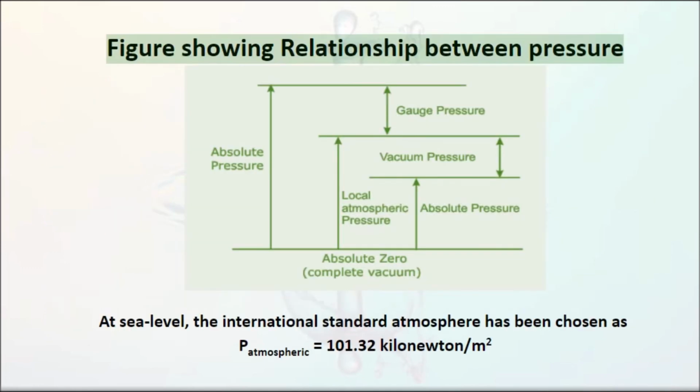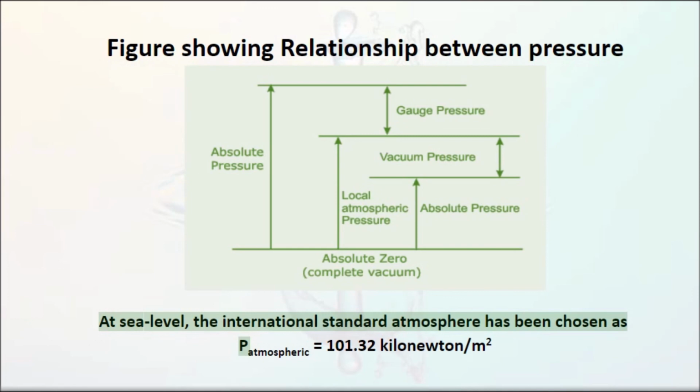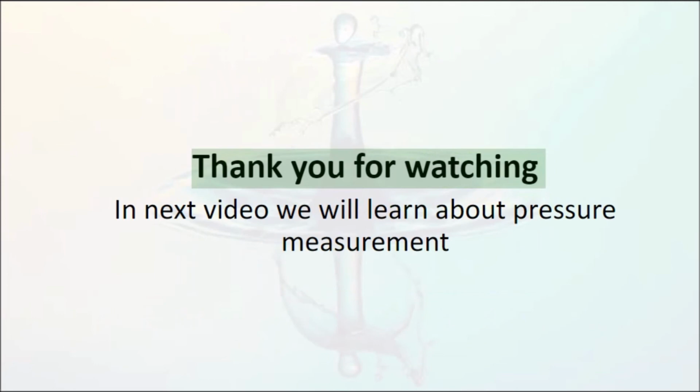Figure showing relationship between pressures. At sea level, the international standard atmosphere has been chosen as P atmospheric equals 101.32 kN/m².